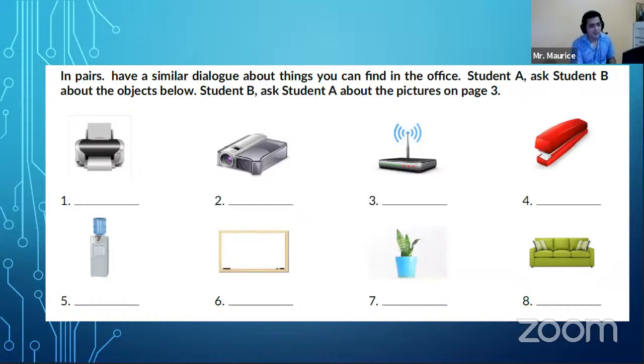Okay, so let's continue with the other one. Mr. Alex Holguin, please. 7 and 8. Flower pot. Y couch. Okay, can you repeat the number 7? Flower pot. Okay. Interesting. And number 8? Couch. Oh, okay. Thank you. Interesting. Okay. Fantastic.